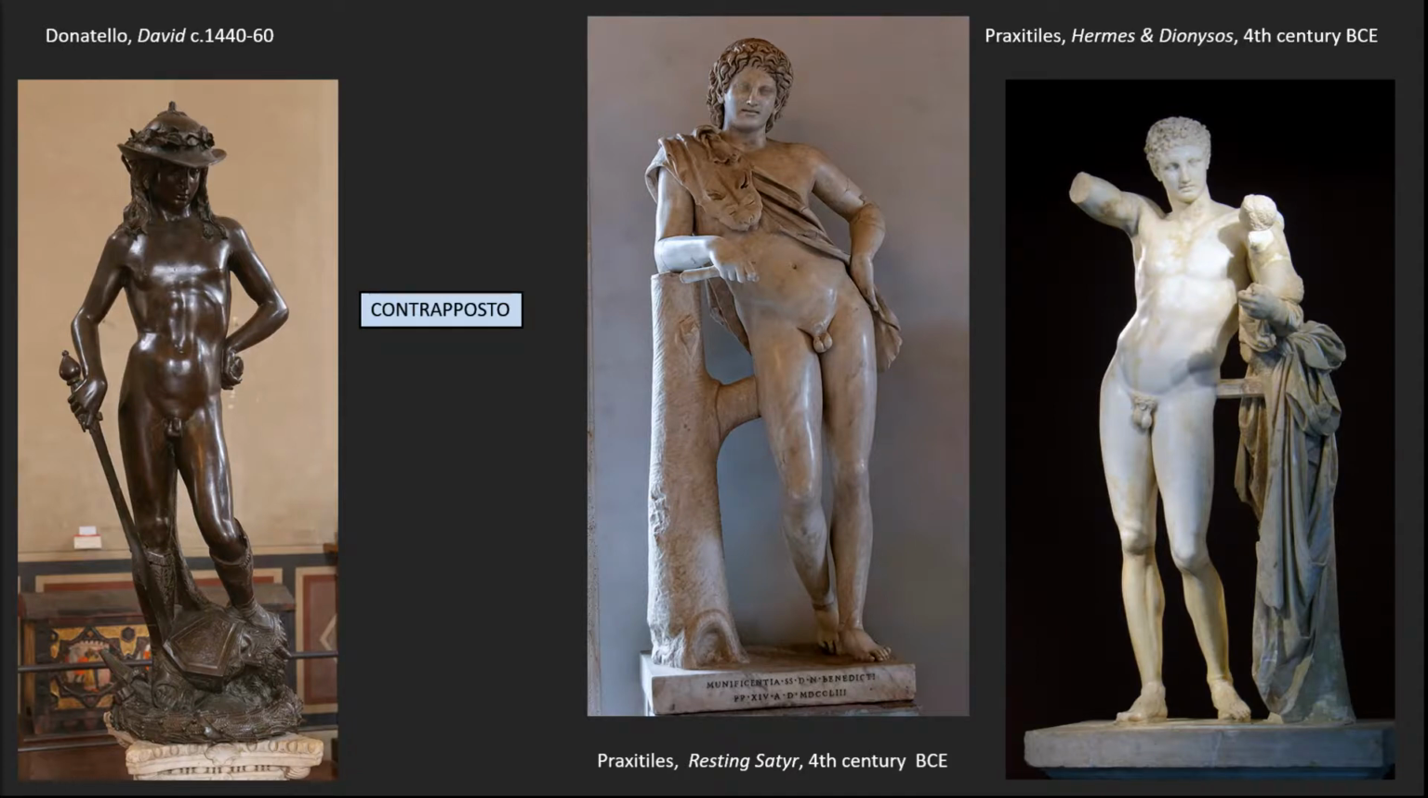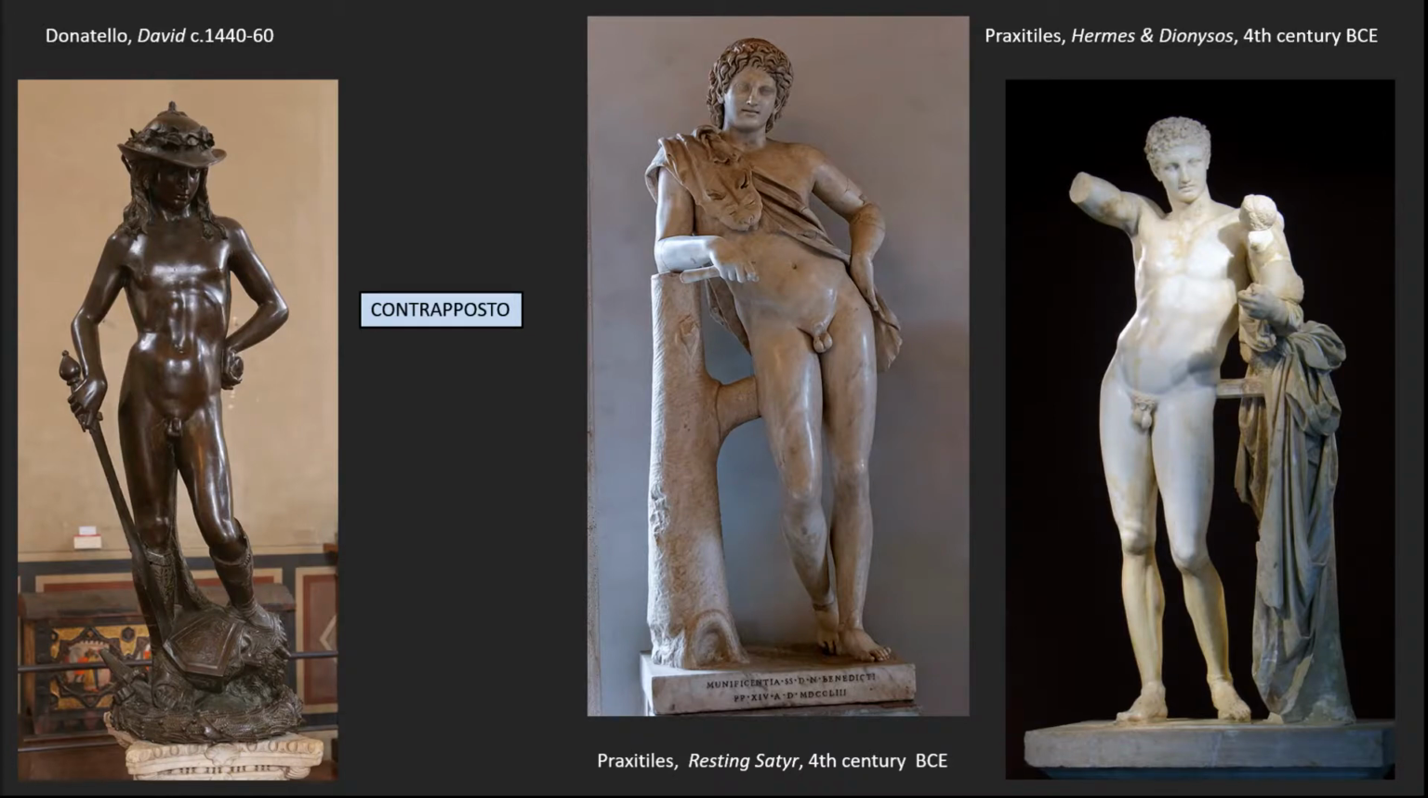And the contrapposto that David has, that's where the weight is resting on one leg, right? The other leg is relaxed, where one arm is more flexed than the other. Counterpoised balance. Donatello is getting that from looking back at ancient Roman sculpture. And we know from Vasari that his favorite Roman sculptor was Praxiteles. And there are 2 various examples here where you can see David's pose is derived from this. It's not an exact copy.